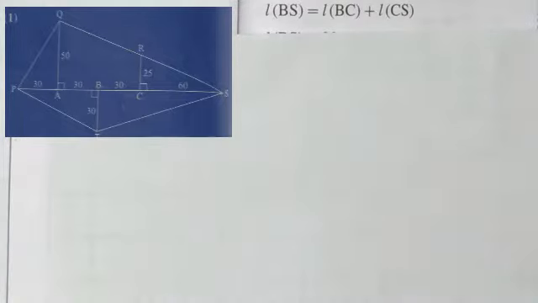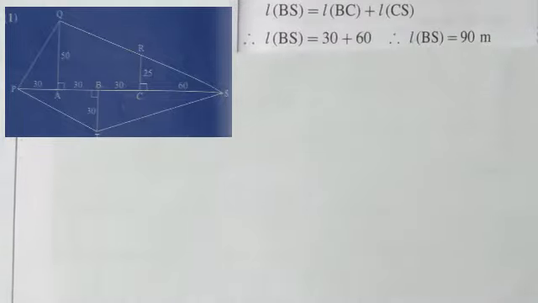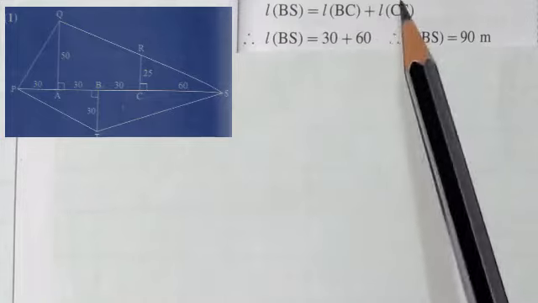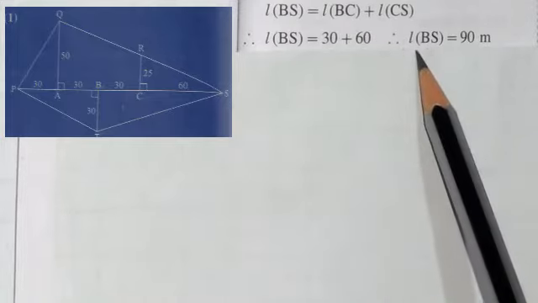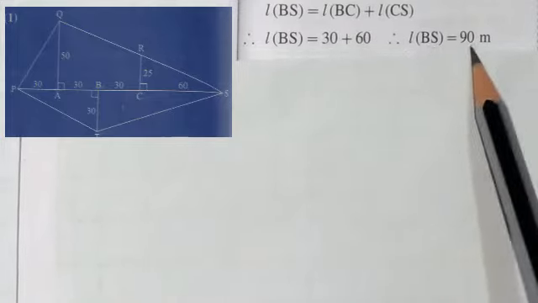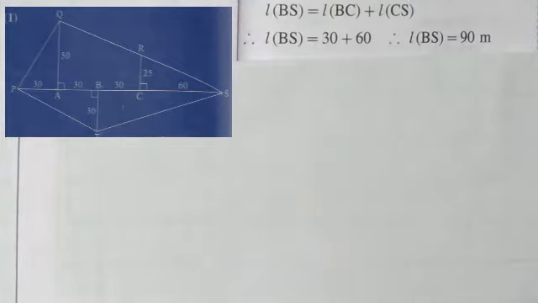So let's find out the BS. Length of BS is equal to length of BC plus length of CS. Okay students, so let's put the value. As BC is 30 and CS is 60, therefore the length of BS is 90 meter.